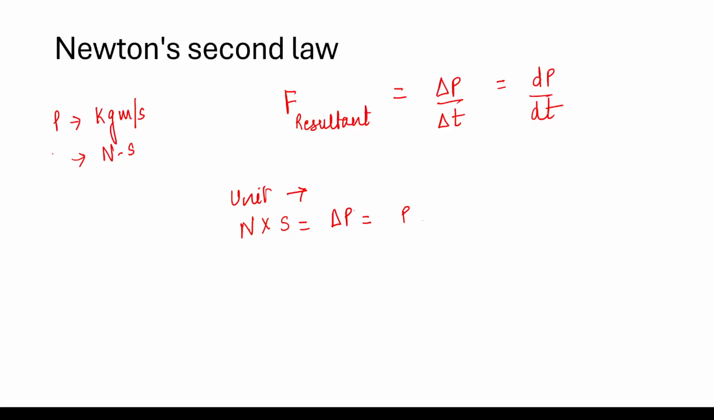Now from here, as you can see, the resultant force is the change in momentum over time. So if the resultant force is 0, that means there's no resultant force acting on a body, the change in momentum is 0. If the change is 0, that means the final momentum is equal to the initial momentum. That means if the total mass increases and the resultant force is zero, the velocity would decrease.